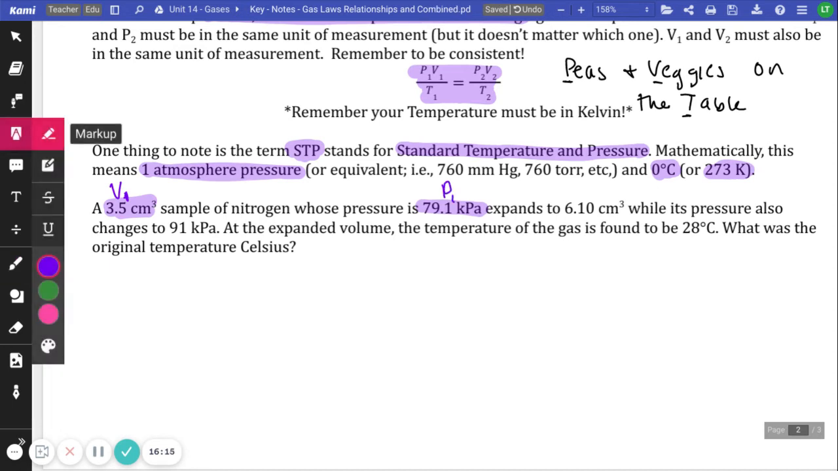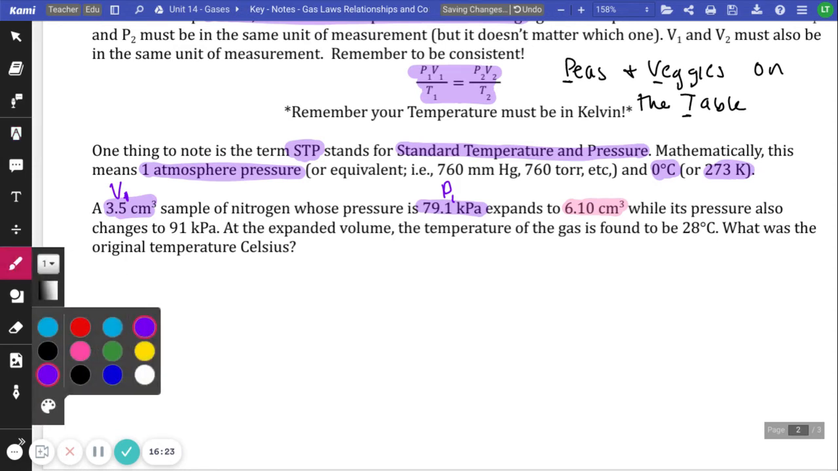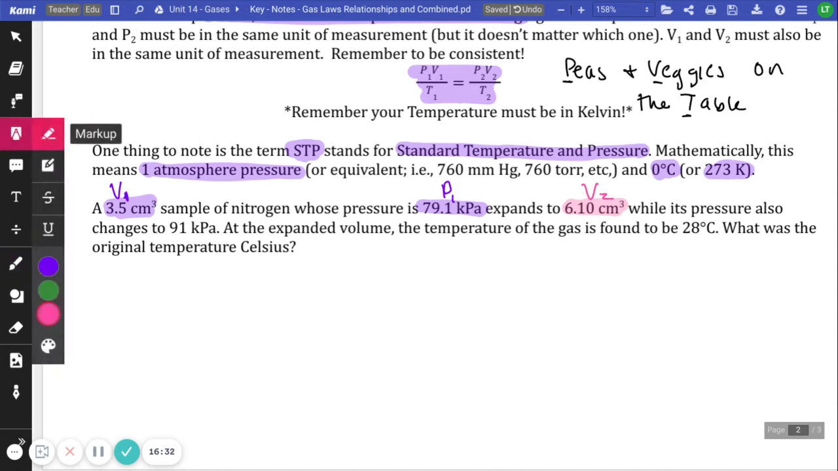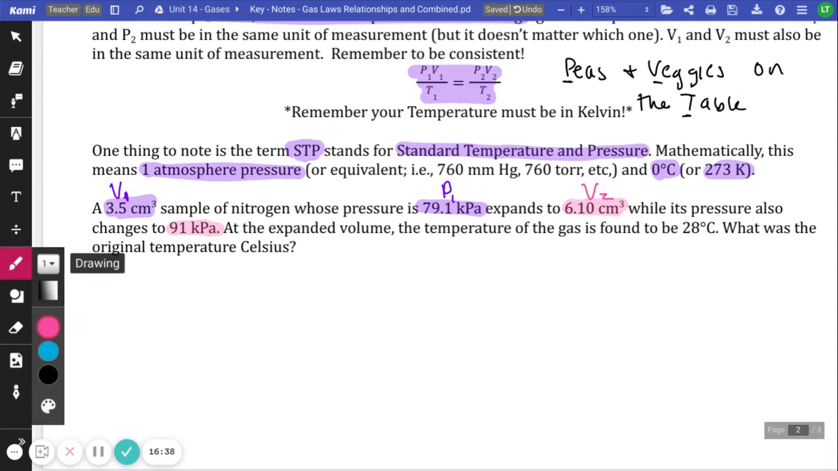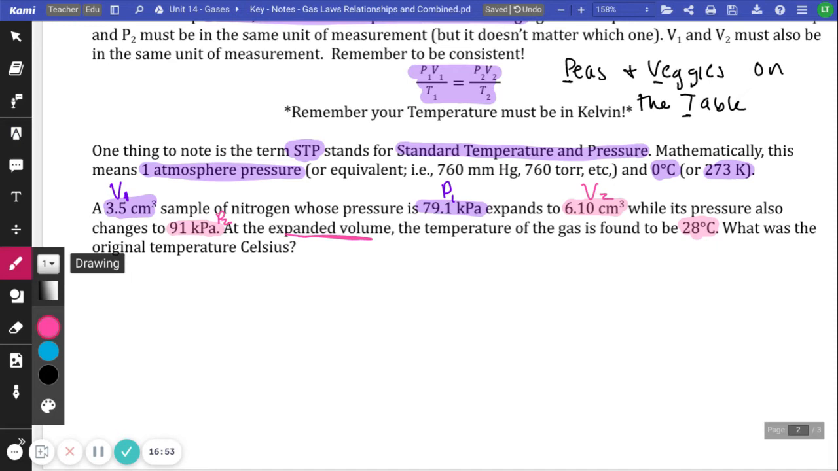It's then expanded to 6.1 centimeters cubed. That is going to be our V2 because, again, it says it's expanded and we have another volume. While its pressure also changes to 91 kilopascals, that's going to be our P2 because it's a pressure. At the expanded volume, so at our bigger volume, the temperature of the gas is found to be 28 degrees Celsius. So that is going to be our T2 because we're at the bigger volume.